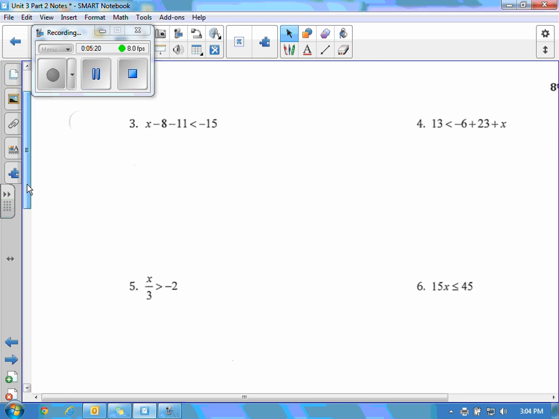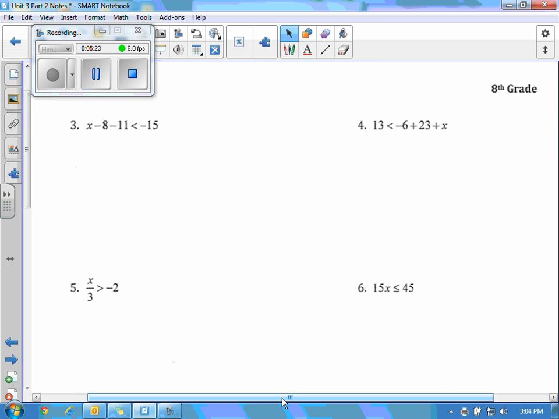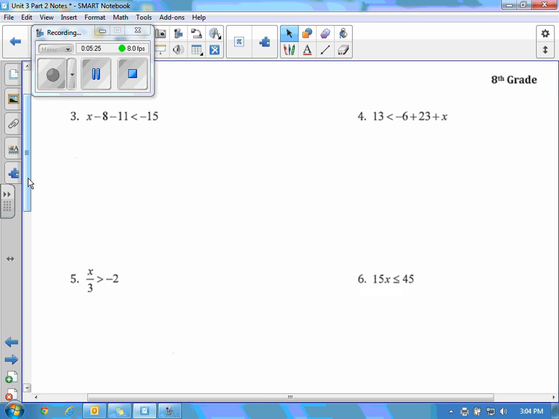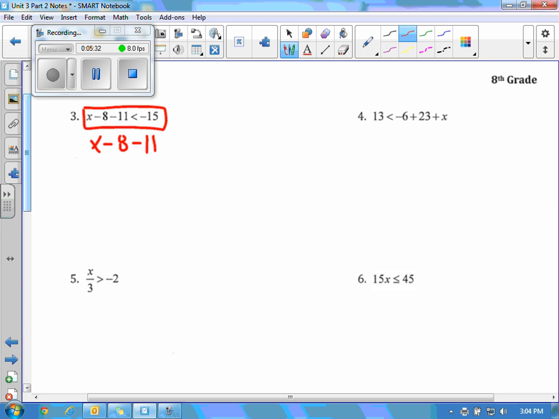Looking at the next page, we have some harder examples just because we need to combine like terms first. But again, I'm still going to start by boxing and rewriting. So I have x minus 8 minus 11 is less than negative 15. I can combine the minus 8 and the minus 11, that gives me minus 19, less than negative 15. I go to the side with the variable, the left side. I have minus 19, so I want to add 19 to both sides, cancel that out. So I'll get x is less than positive 4.